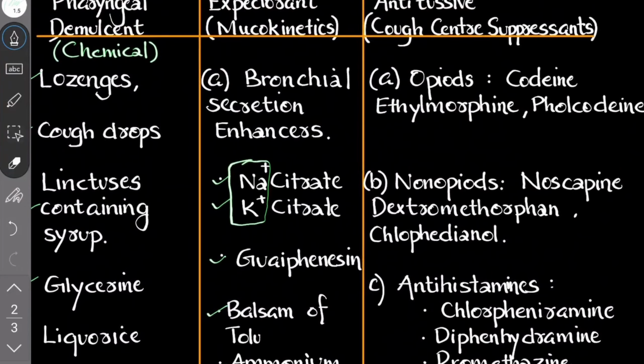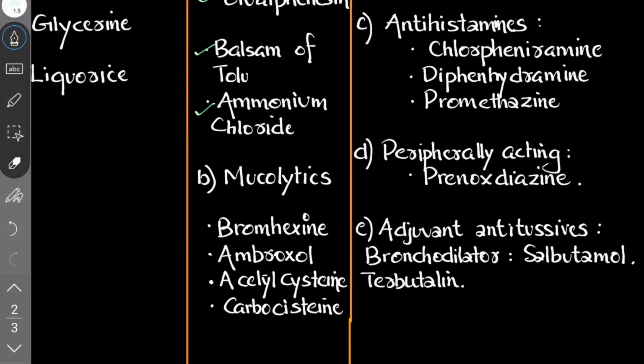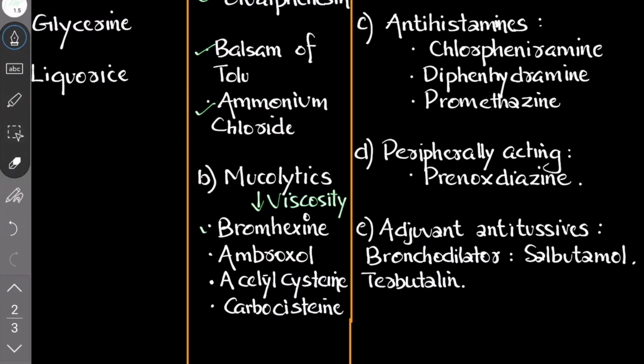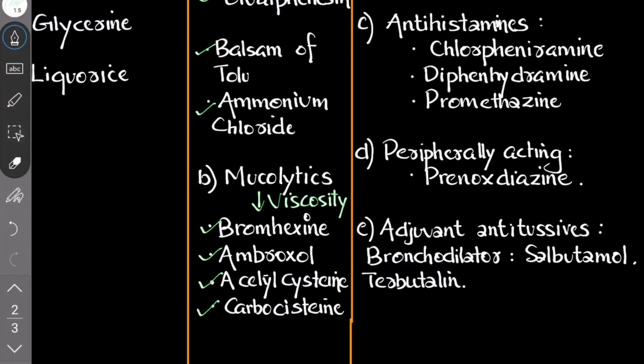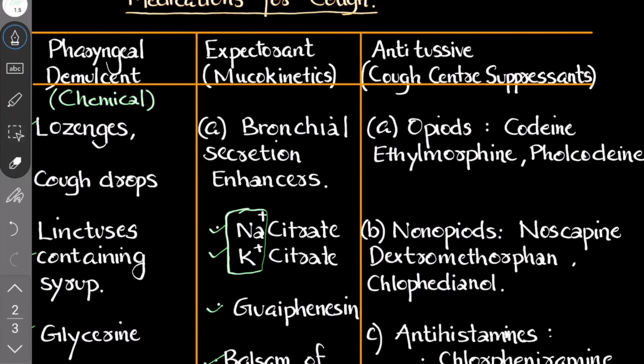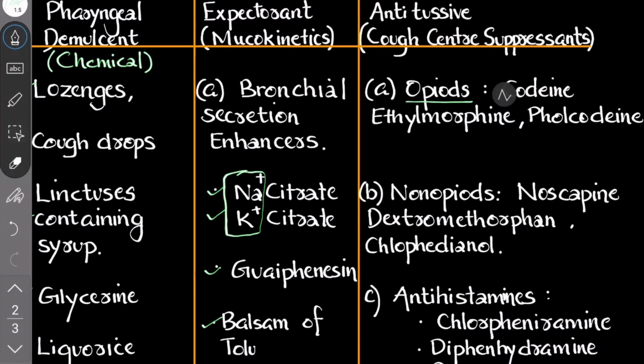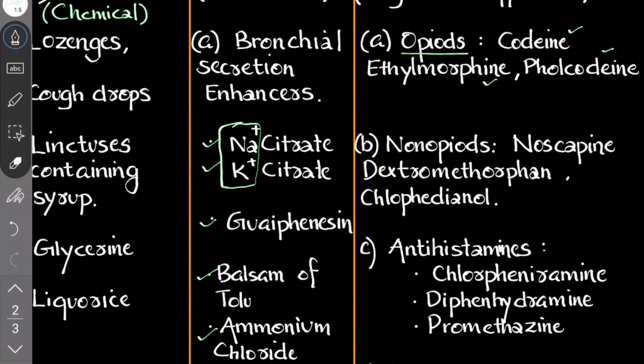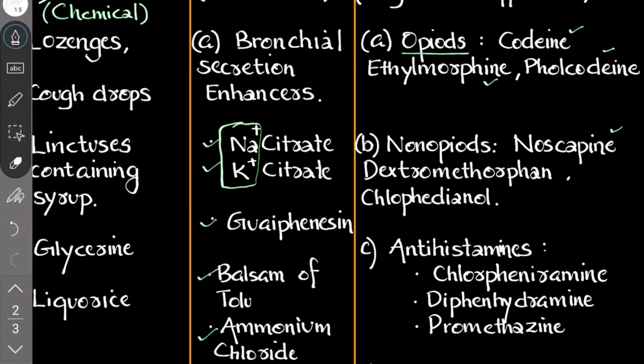Next are the mucolytics, which decrease the viscosity. Here come bromhexine, ambroxol, acetylcysteine, and carbocysteine. These are the viscosity reducers. Next are the antitussives, that is, cough center suppressants. We know that dry cough is a useless cough, so we use cough center suppressants like opioids: codeine, pholcodine, ethylmorphine. Next, non-opioids. Opioids cause sedation, and their side effects are also problematic. Among non-opioids, we use noscapine, dextromethorphan, and chlorpheniramine.